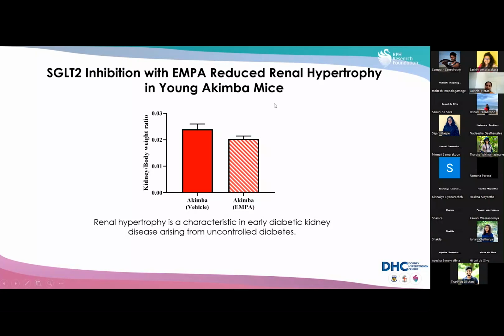When we initially looked at the kidney body weight ratio in these animals, there was a slight reduction in the EMPA-treated animals when compared to the vehicle-treated animals. Renal hypertrophy is a characteristic in early diabetic kidney disease, and this was giving us an indication that this mouse model might be developing diabetic kidney disease or nephropathy as well. However, in this young cohort of mice, as much as there was a reduction in the kidney body weight ratio, indicating improvement in renal hypertrophy, we did not see any pathological alterations in the renal tissue.